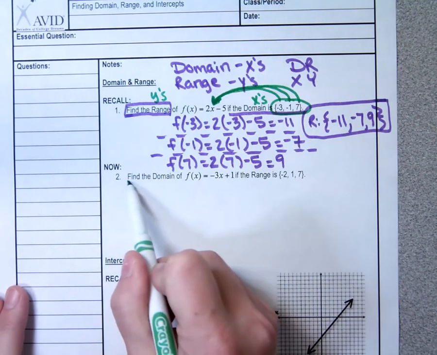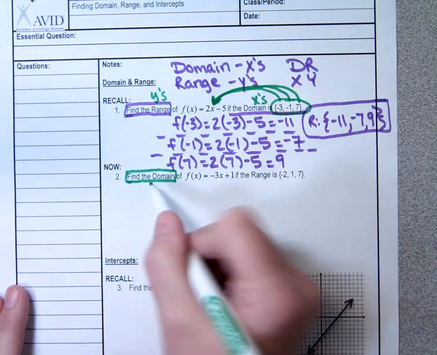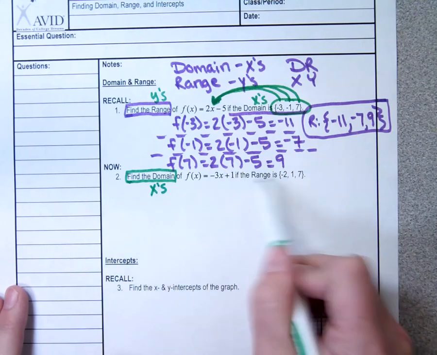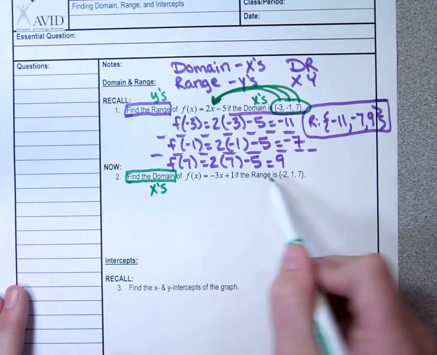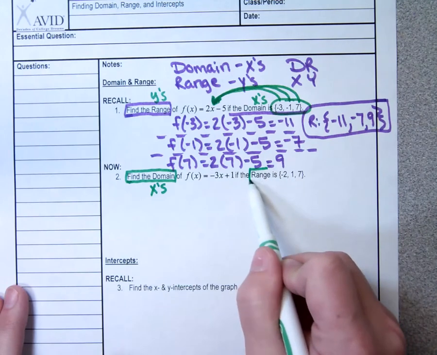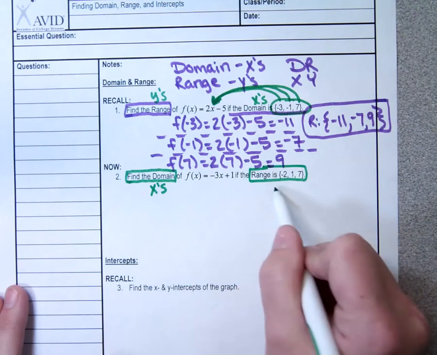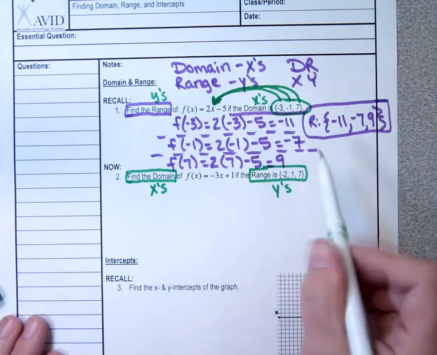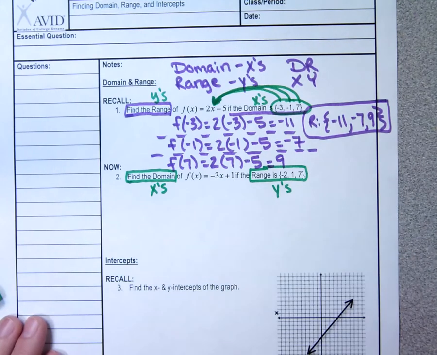This one says find the domain. So what are they asking us to find this time? They're asking us to find the x's. And then they tell us what the range is. So if these are my range answers, what are these? These are my y's. So I'm going to put these numbers into the y. Well, which of these is the y?